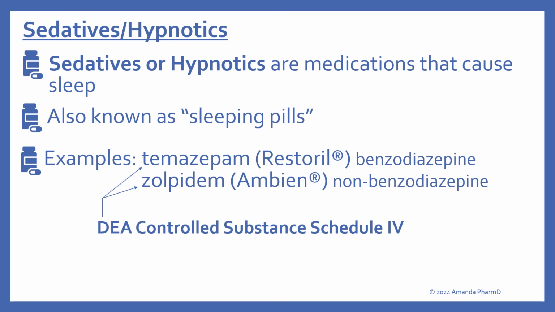Next are the sedatives and hypnotics. Sedatives or hypnotics are medications that cause sleep. They're also known as sleeping pills. Some examples include temazepam, brand name is Restoril, and this is a benzodiazepine, and zolpidem, brand name is Ambien. This is a non-benzodiazepine sedative. And these medications are DEA controlled substance Schedule 4s.